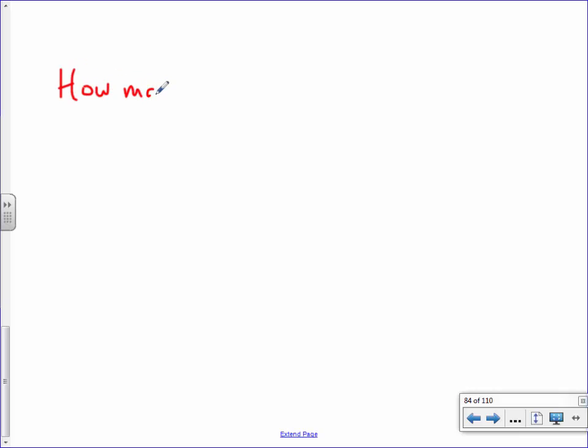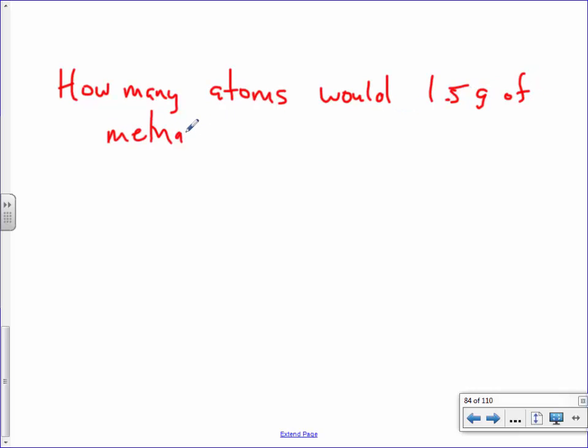How many atoms would 1.5 grams of methane contain? Let's try this one. How many atoms would 1.5 grams of methane contain? Probably.